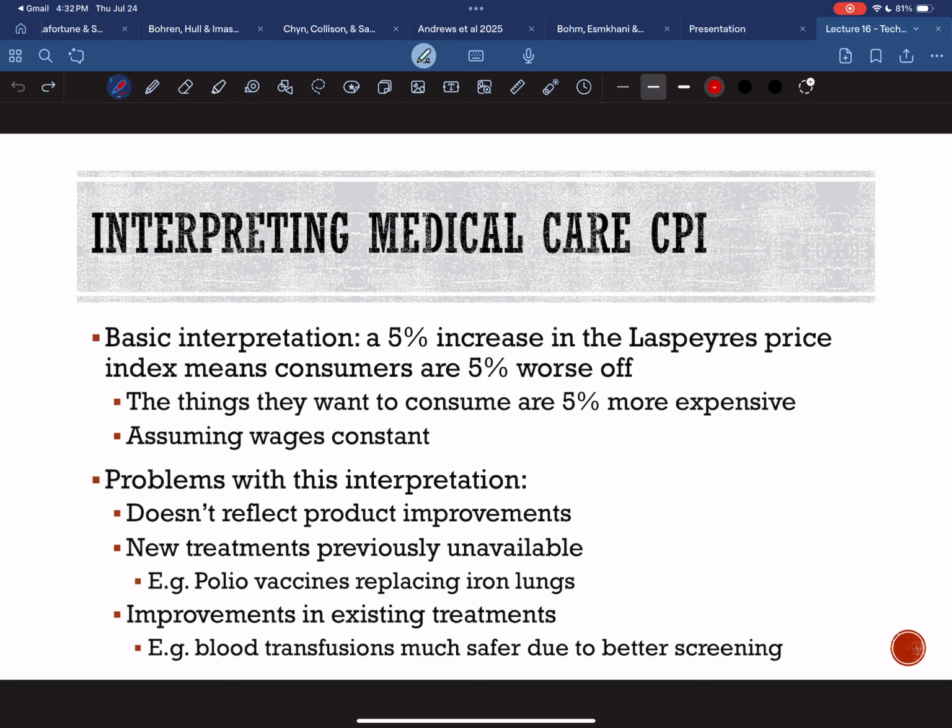And then there are also improvements in existing treatments. So like blood transfusions are much safer due to better screening, right? Should we include that in the price? So same procedure, a blood transfusion, again, may cost more, but it's way safer now. You're much less likely to get HIV from a blood transfusion, for instance, now than you were in 1980. So it can be difficult to interpret a medical care CPI.